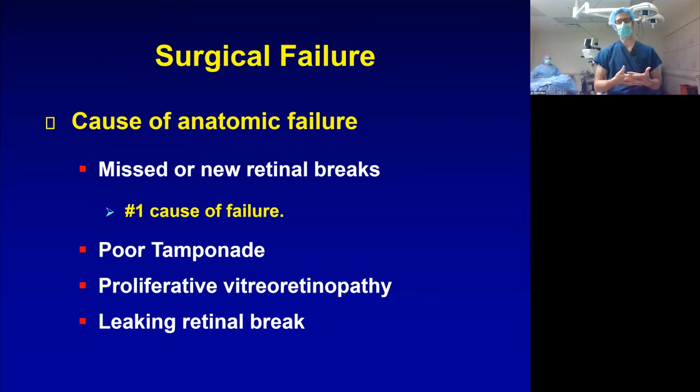What causes failure? Why would the retina redetach after this surgery? The most common reason is a missed or new retinal break. People always tend to think proliferative vitreoretinopathy is the cause of retinal surgical failure. That is actually not the number one cause. In my experience, it's more often a break was missed or not adequately treated, leaving it leaking. Sometimes you have poor tamponading or poor head positioning that also can contribute to failure.